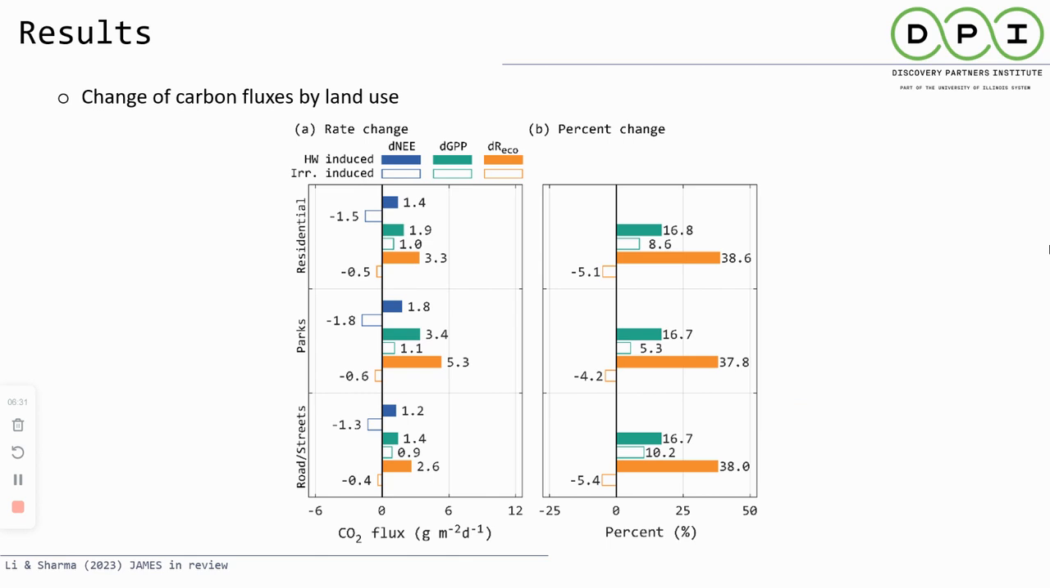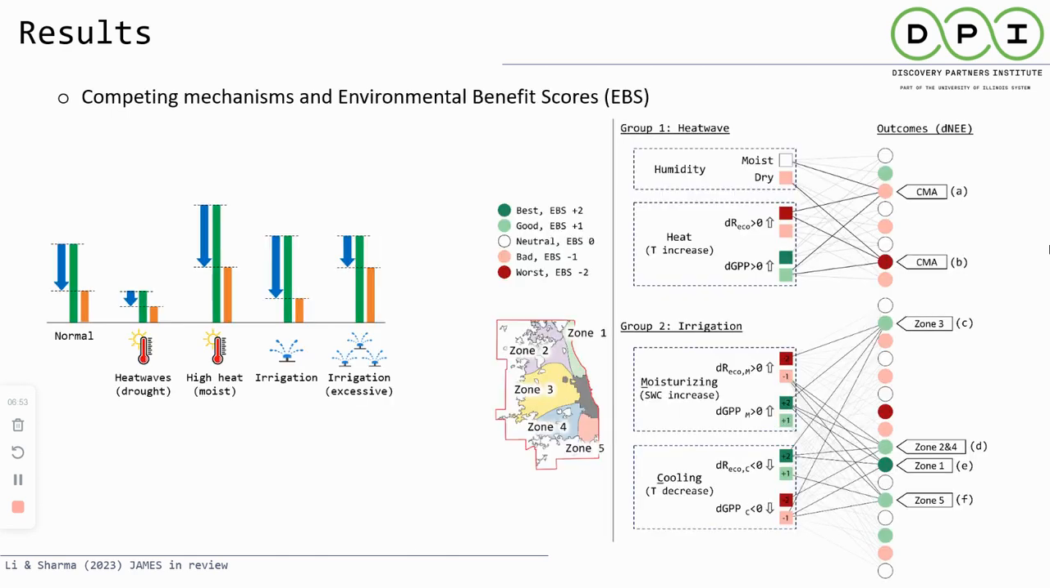And we also quantify which sector, which land use actually has the largest change. As you can see, the residential region, which takes the majority of the land of the Chicago metropolitan region, actually has a lot of change regarding the respiration and the GPP. And following that, we have urban parks and roads and streets. That's actually the street trees around the street blocks.